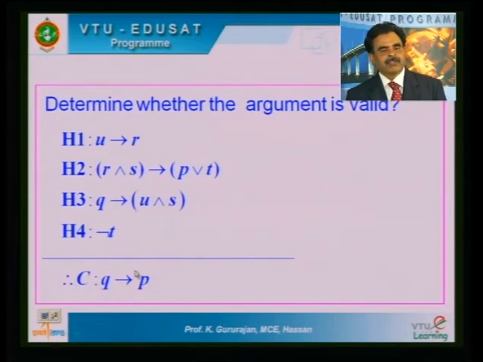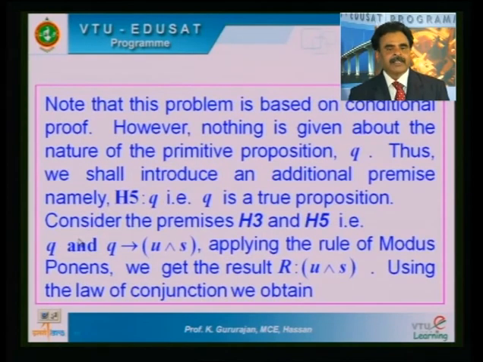This is the argument. Now, this is a problem based on conditional proof, and nothing is given about Q. Nothing is told about whether Q is true or false. In a problem like this, I can include an additional premise: that Q is true, and then try to find out whether Q will imply P or not. So in this problem, we shall introduce an additional premise, H5, which is Q is true.